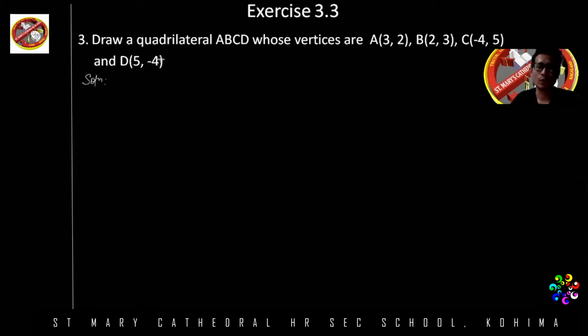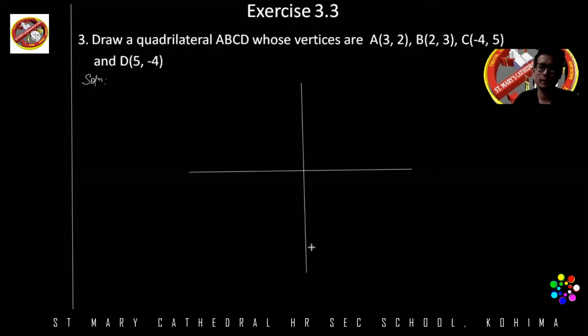So we have to plot the points in the Cartesian plane, which has an x-axis and a y-axis. Let's first draw the x-axis, which is a horizontal line, and we have a vertical line that we call the y-axis. Let's name them x dash, y, and y dash. The meeting point of the x-axis and y-axis is called 0.